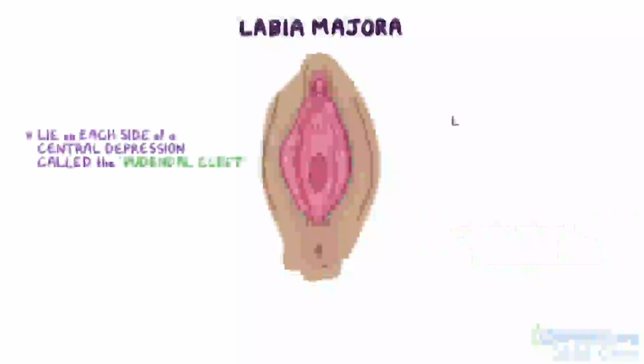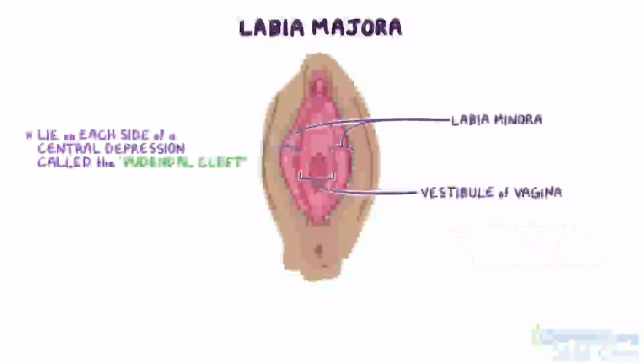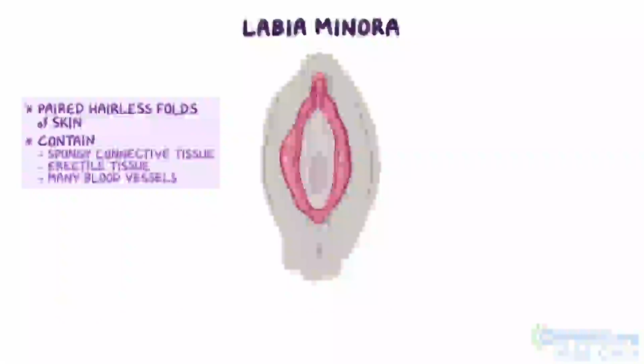Alright, now the labia majora lie on each side of a central depression called the pudendal cleft, which houses the labia minora and the vestibule of the vagina. The labia minora are paired hairless folds of skin that contain spongy connective tissue, erectile tissue, and many blood vessels. These labia unite posteriorly to form a fold of skin called the frenulum of the labia minora, or the fourchette.